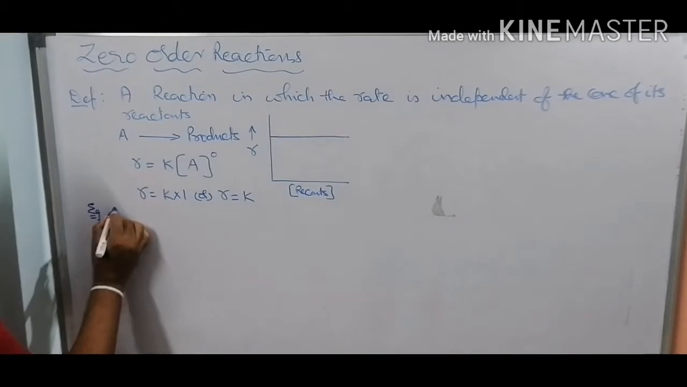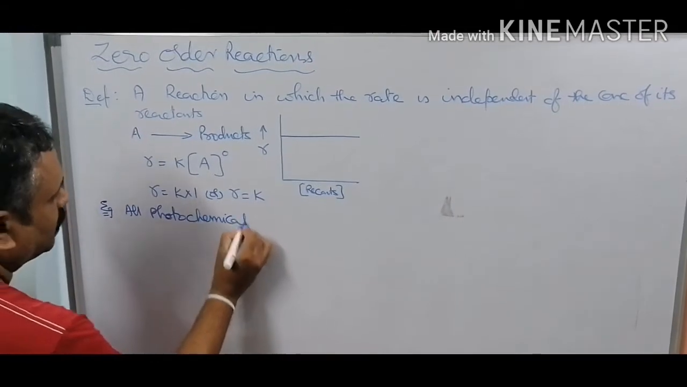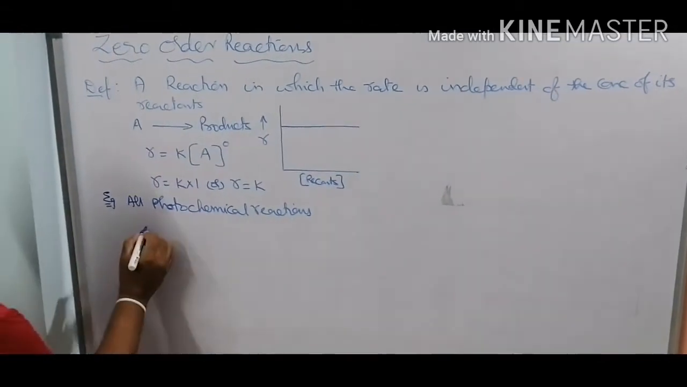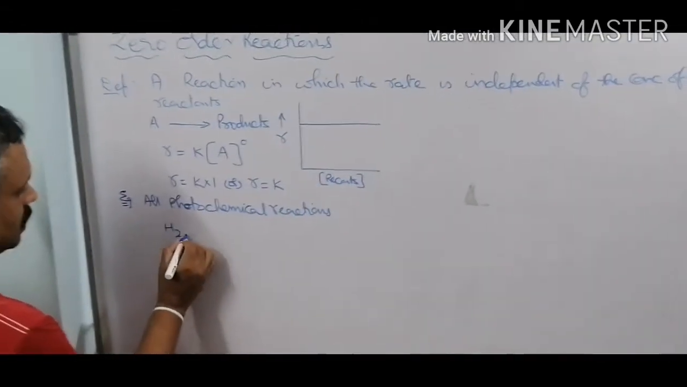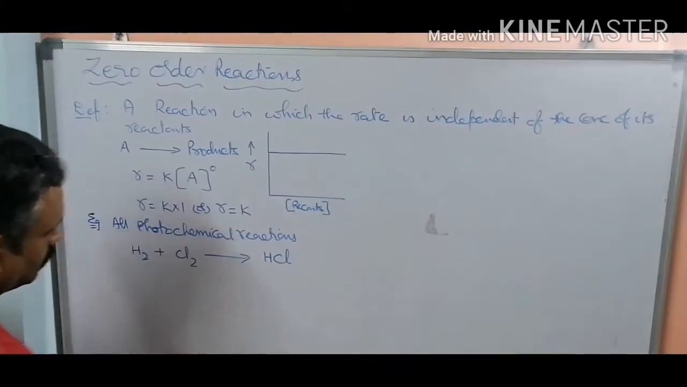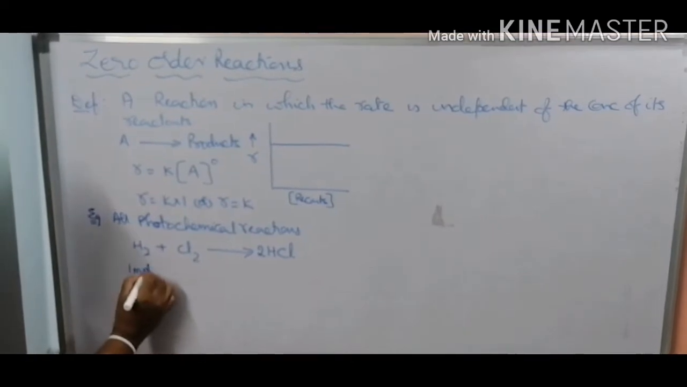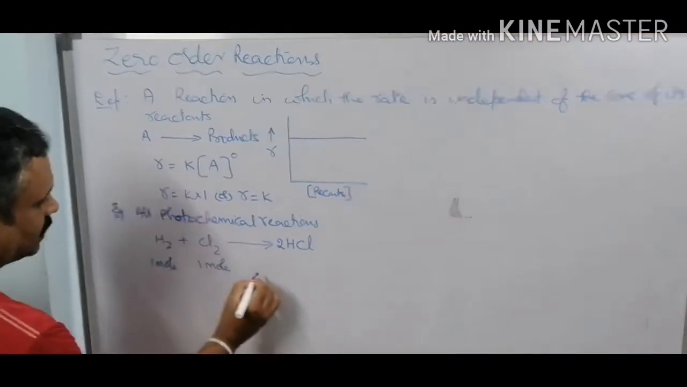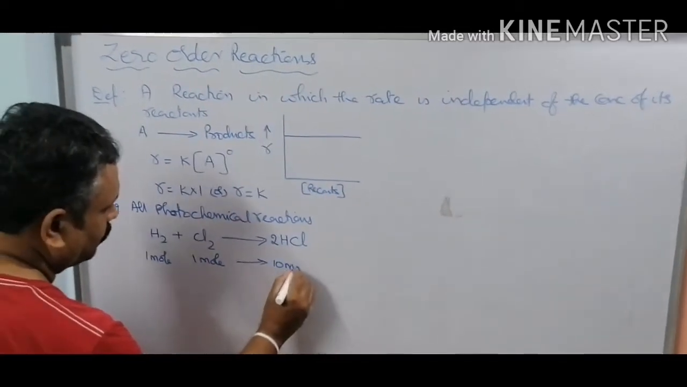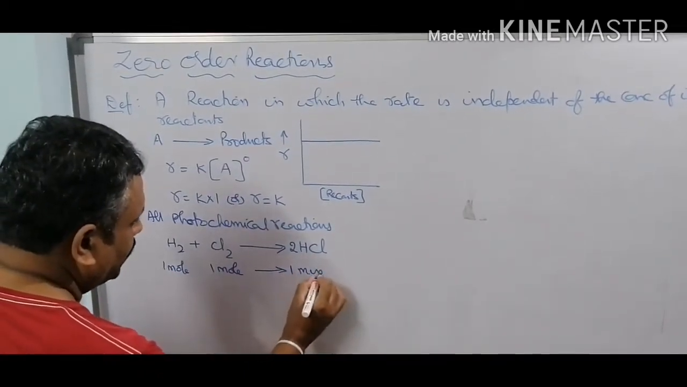Example, all photochemical reactions which depend on light. An example of a photochemical reaction is the reaction between hydrogen and chlorine to give HCl. If you balance the reaction, it is 2HCl. Let us say we started with 1 mole each of the reactant and we are expecting the reaction to complete. It's a very fast reaction. Let us say it took a minute.